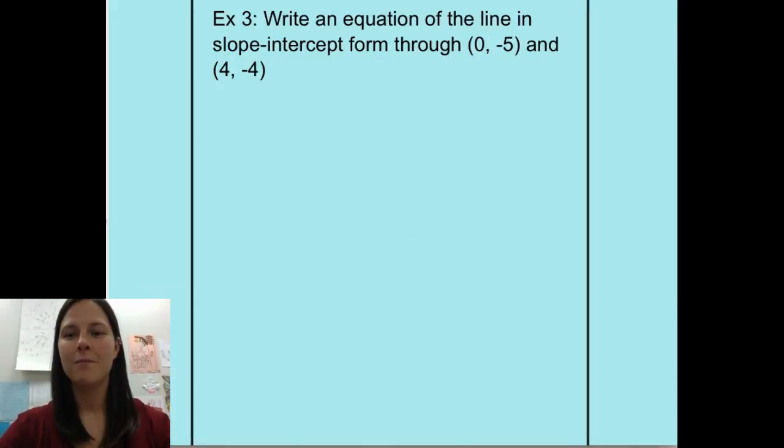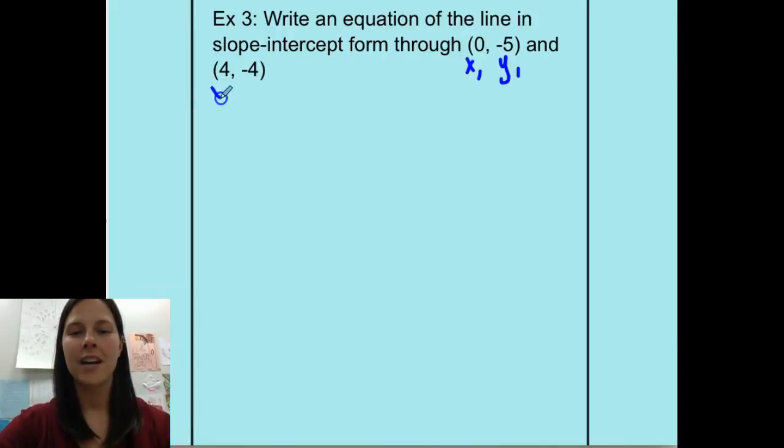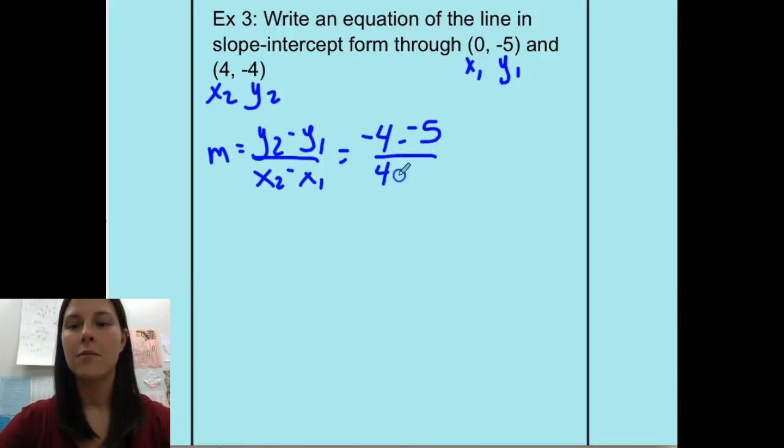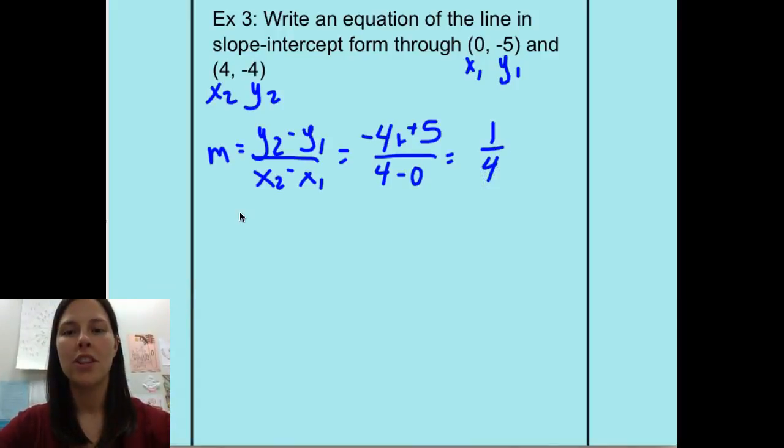Let's practice that again. We've got our x1, y1 and x2, y2. Slope is y2 minus y1 over x2 minus x1. We have negative 4 minus negative 5 over 4 minus 0. Subtracting a negative, we'll add the opposite. Negative 4 plus 5 is 1, and 4 minus 0 is 4. So our slope is 1/4.